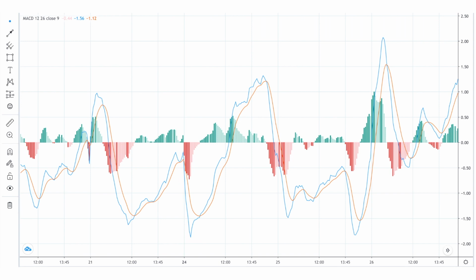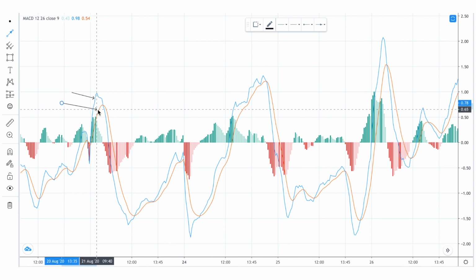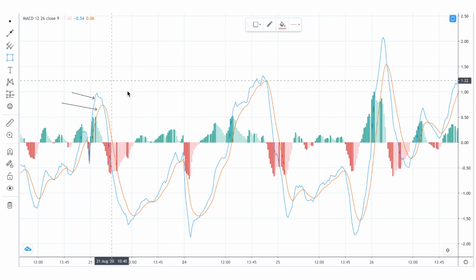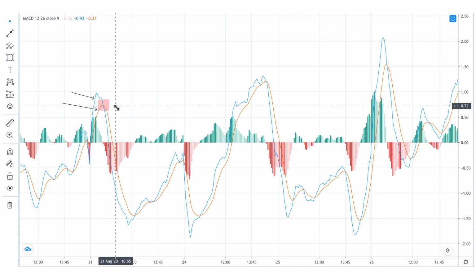Now this is a MACD chart. As you can see, we have the MACD line here and we have the signal line, which is the red line. Whenever the MACD line crosses the signal line from the top, like here, it shows a downward momentum and you can see people are selling more. These red histogram bars indicate that people are now selling.